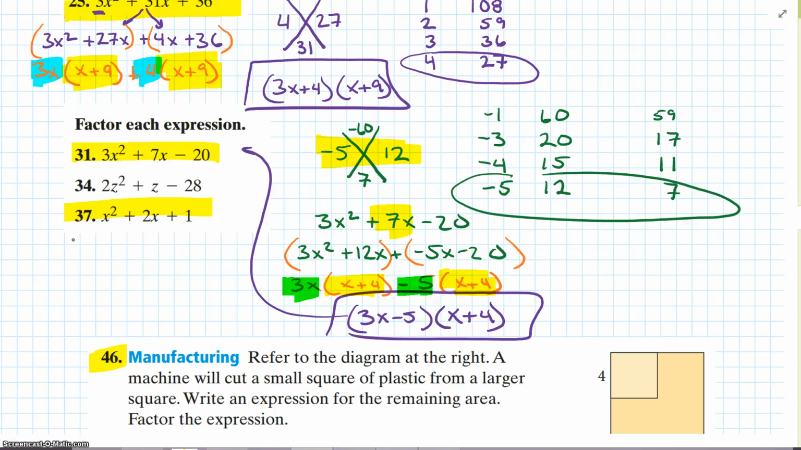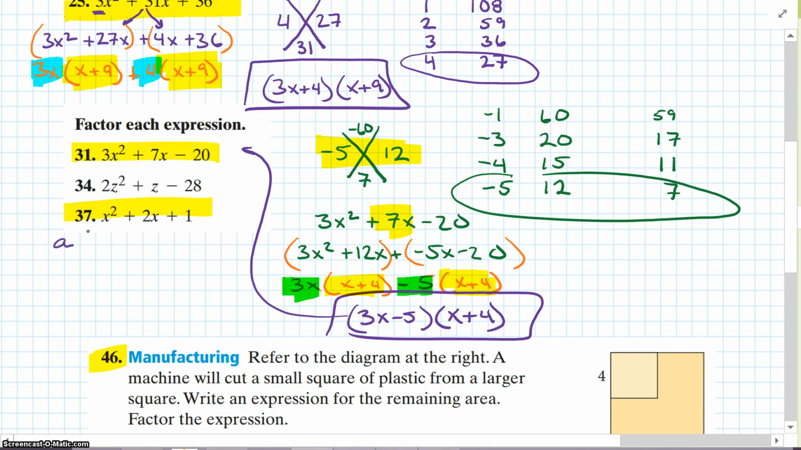Okay, looks like perfect squares here. So my a value is x, my b value is 1, and I have 2ab, which is going to equal 2x. So I can just rewrite this as x plus 1 squared. And if you don't see it, you can still factor it.